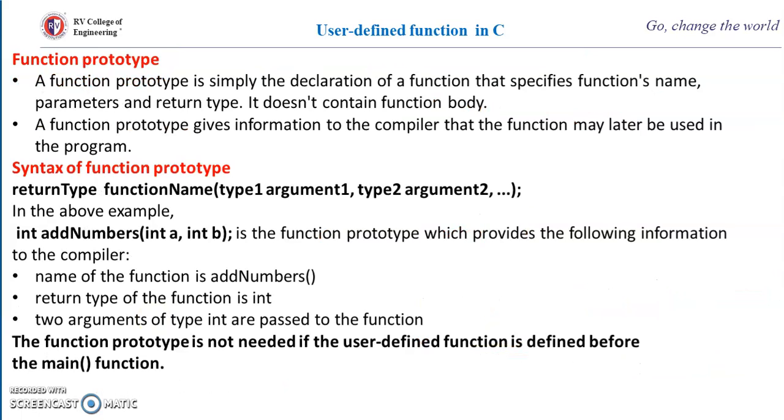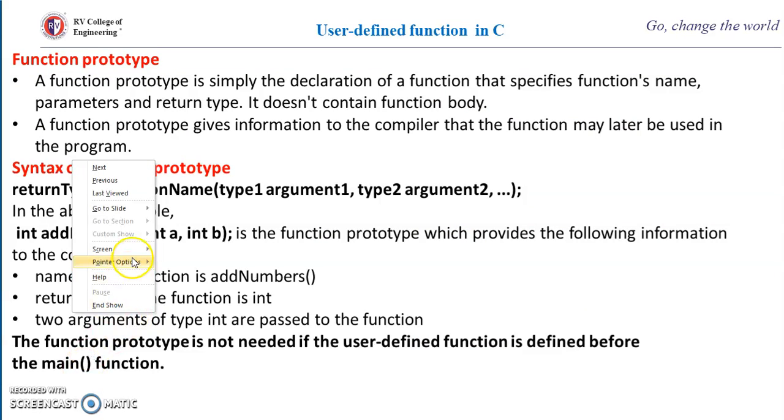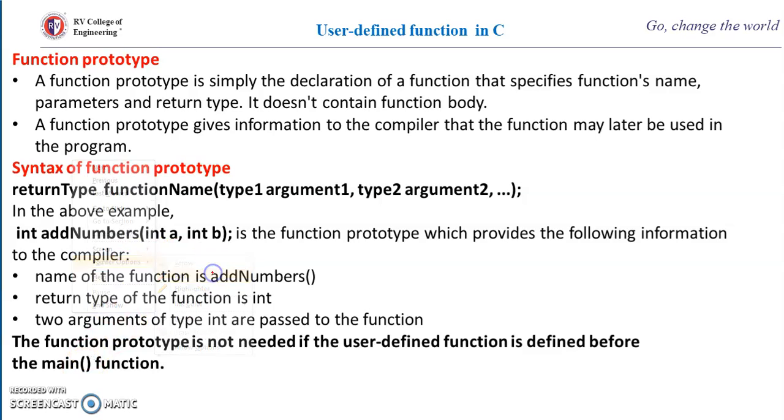So what is a function prototype? A function prototype is simply the declaration of a function that specifies the function's name, parameters and return type. I told you, we write the return type, then the function name, then the arguments here, and then a semicolon.